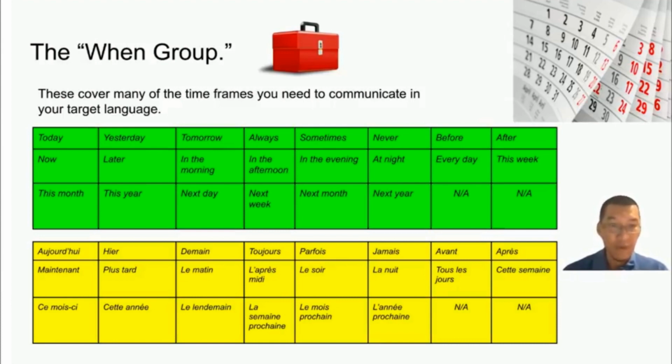every day is tous les jours, this week, cette semaine, this month, ce mois-ci, this year, cette année. That was a hard one for me. I'm still working on that one. Next day is le lendemain, and next week is la semaine prochaine, and next month is le mois prochain, and next year is l'année prochaine, and that covers the when group.